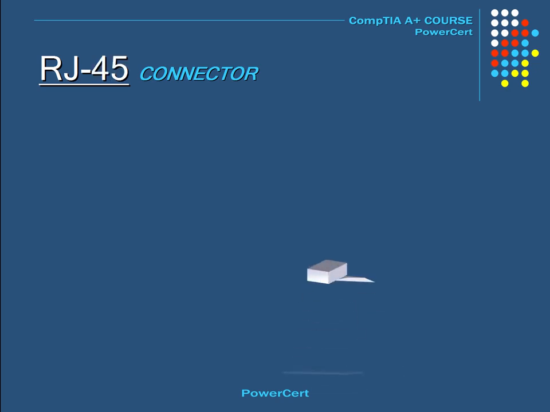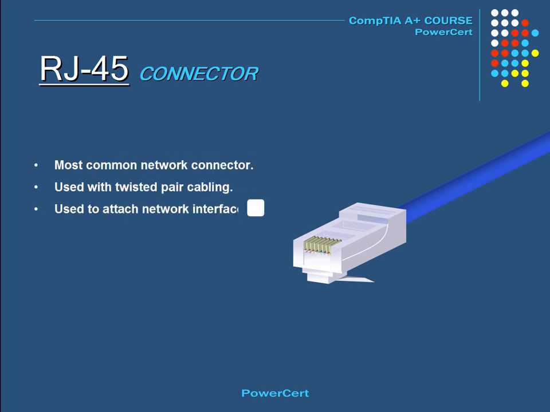Now the RJ45 is by far the most common network connector. This is an 8-wire connector used to connect computers to local area networks. And like the RJ11, it also locks itself into place by a hinged locking tab, and it also resembles the RJ11, but it's a little bit larger.